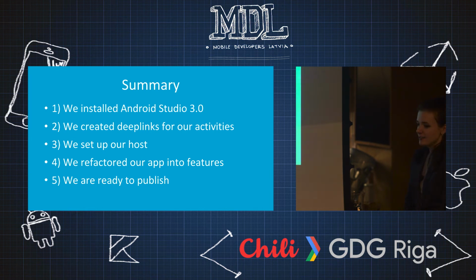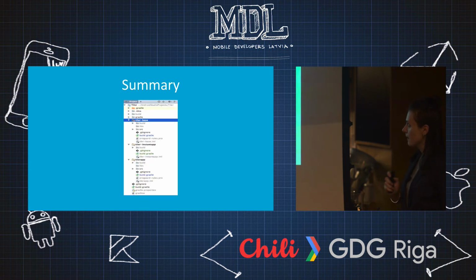So to summarize, what we had to do: we upgraded to the new Android 3.0 beta version. We created some deep links and set up our host. Then we did some app refactoring and breaking down into features. And now we are ready to publish our app, provided that everything else works.